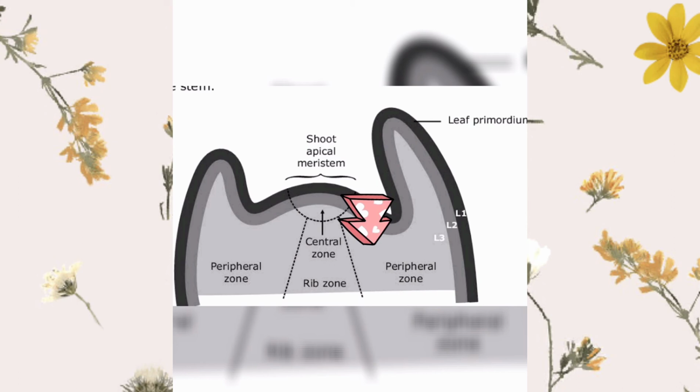divide rapidly to become leaf primordia and parts of the stem, supplying cells to the protoderm, procambium, and other parts of the ground meristem that produces cortex. The pith zone is below the central and peripheral zones, and produces cells that become the part of the ground meristem that produces pith.